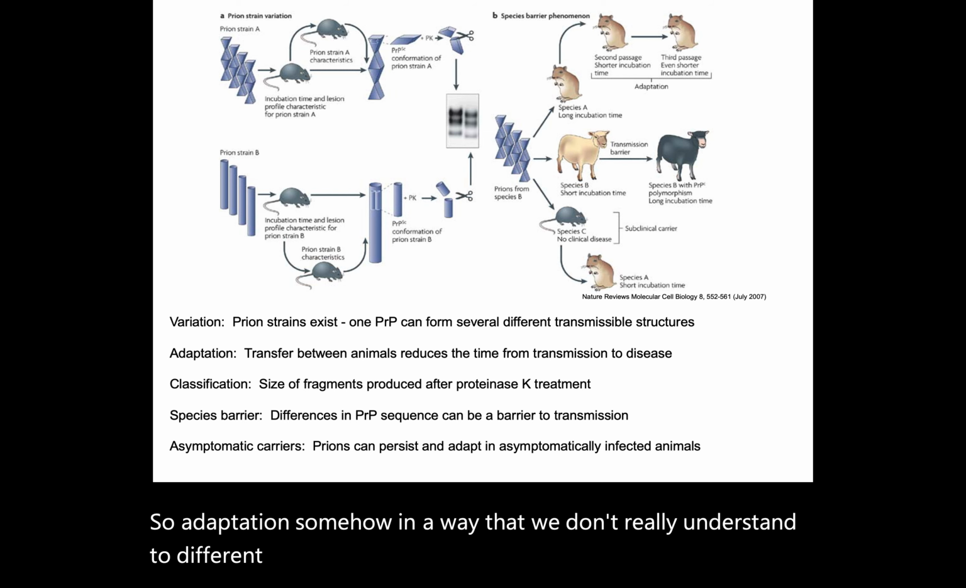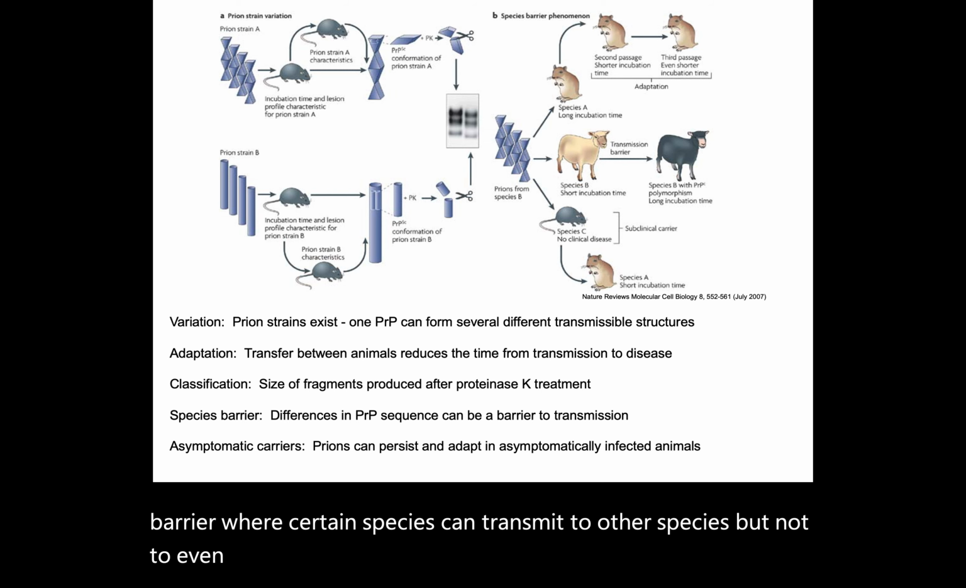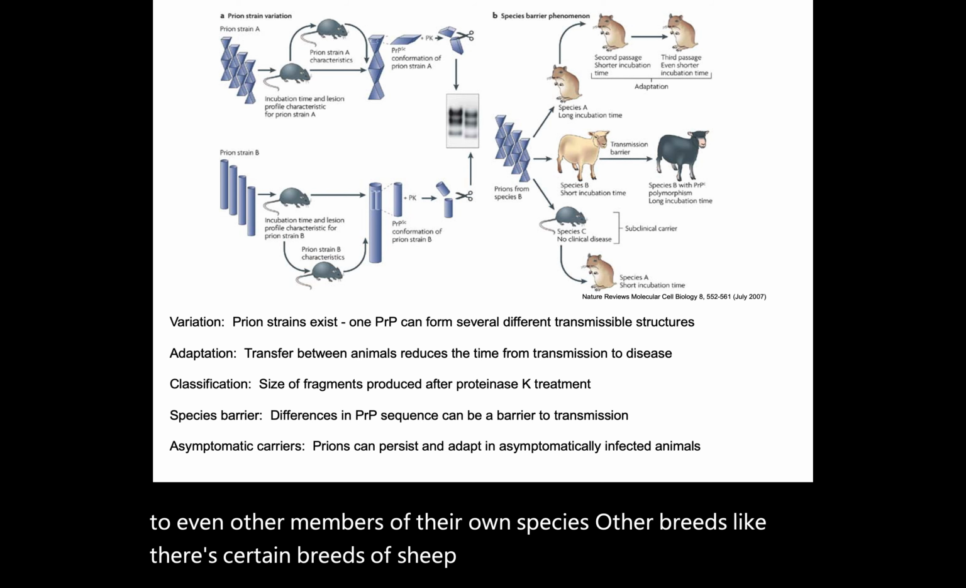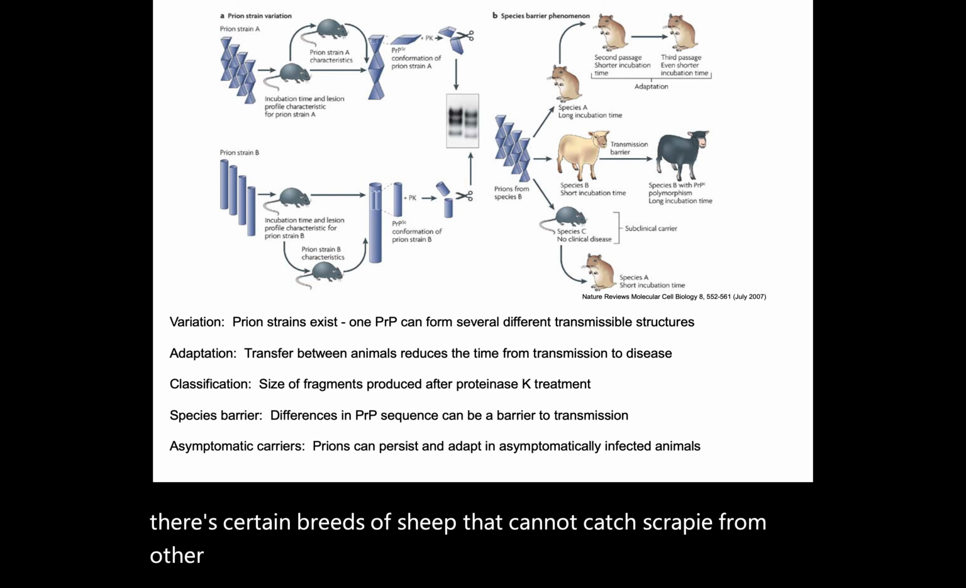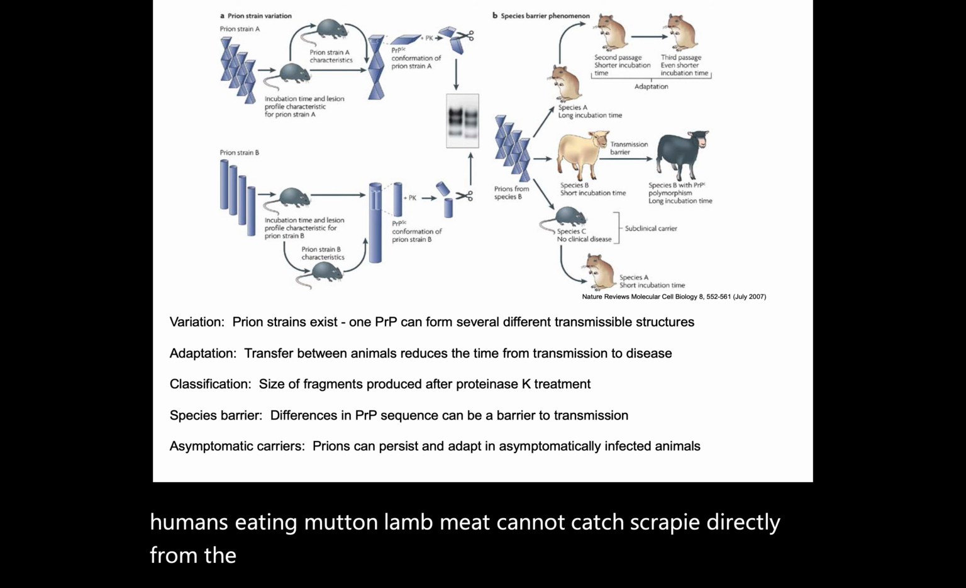You get some cases where you have a species barrier, where certain species can transmit to other species, but not to even other members of their own species, other breeds. Like there's certain breeds of sheep that cannot catch scrapie from other ones. Sheep can pass scrapie to certain kinds of cattle, but humans eating mutton, lamb meat, cannot catch scrapie directly from the sheep. We can only catch it from the cattle or from eating human brains, which thankfully does not happen very much anymore.